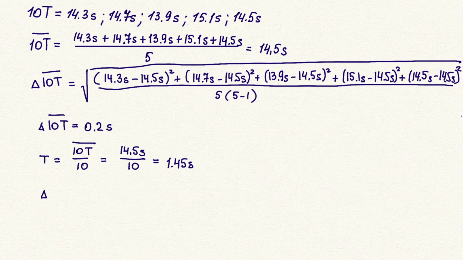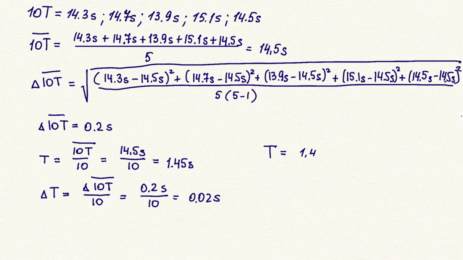So that means that uncertainty of one period is just an uncertainty of 10 periods average divided by 10. So 0.2 seconds divided by 10 results in 0.02 seconds. And the answer for this part of the lab is that the period of one oscillation is just 1.45 plus minus 0.02 seconds.